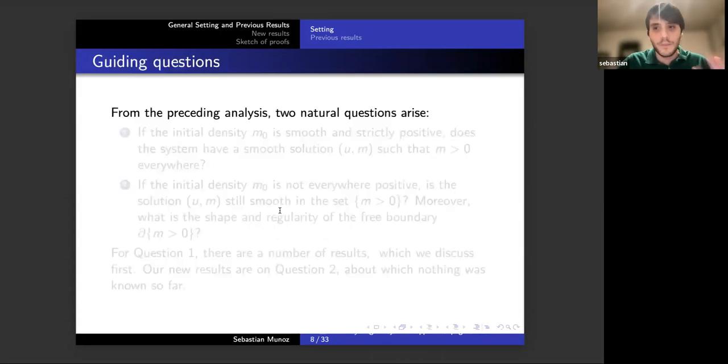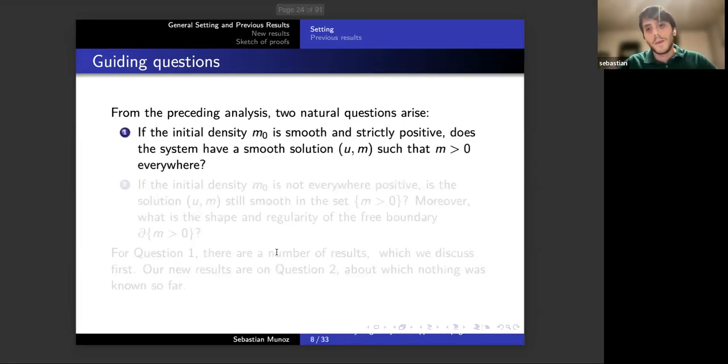So after this analysis, there are basically two natural questions that have been explored in this topic. The first question is, if the initial density is smooth and strictly positive, is it true that the solution is smooth and has everywhere positive density? Basically, if the players are occupying the whole space at time zero, do they remain occupying the whole space, and is the solution smooth for all times? That is the first question.